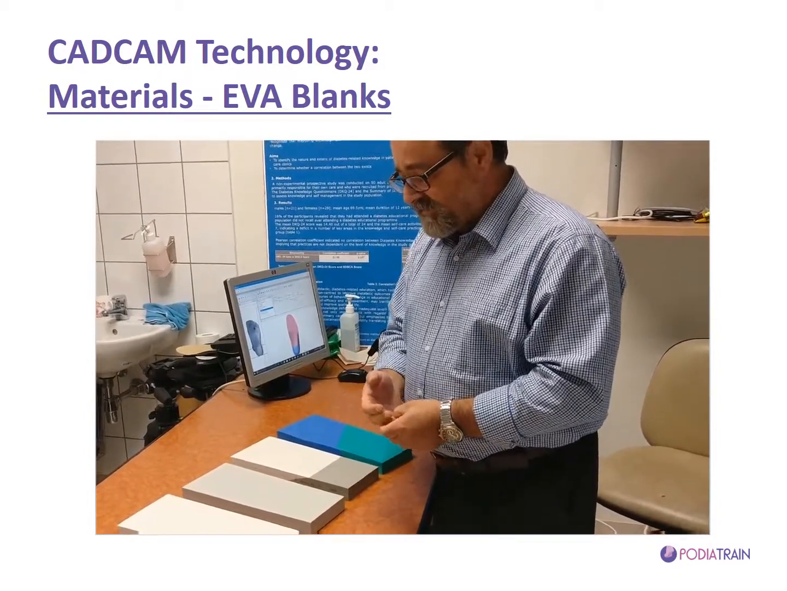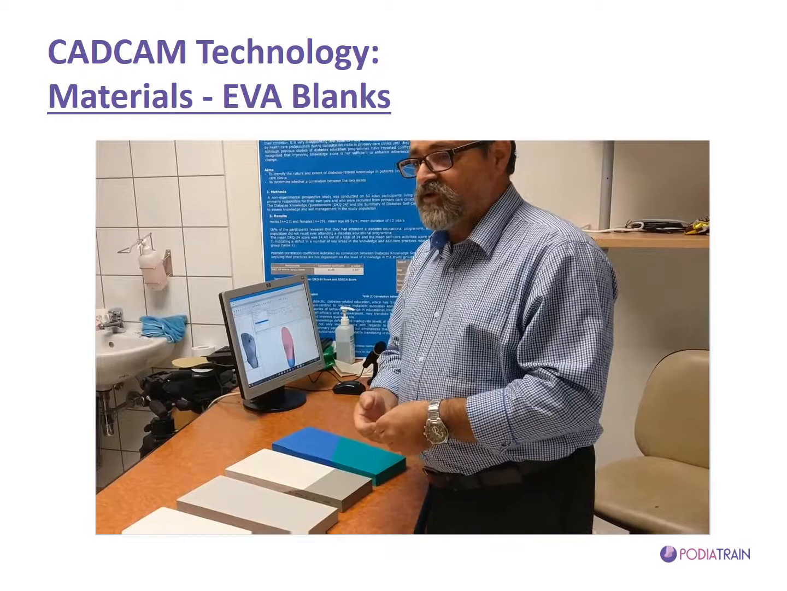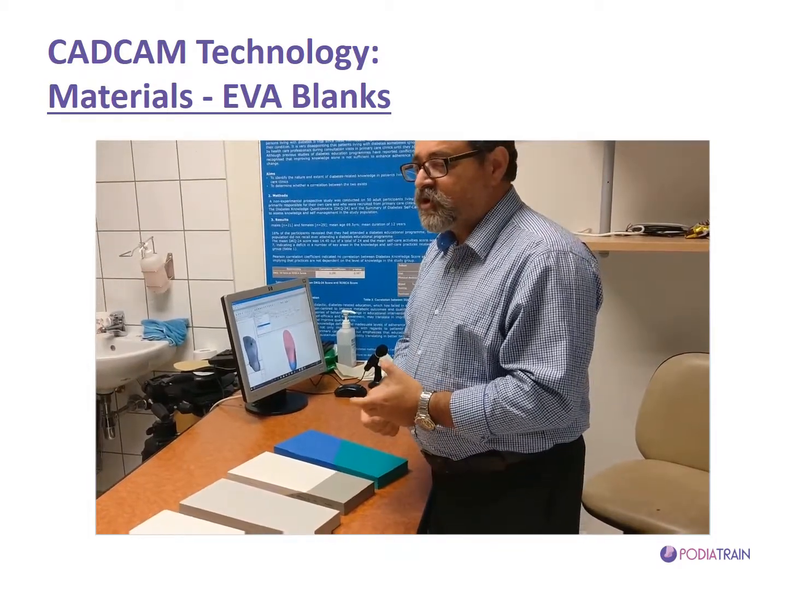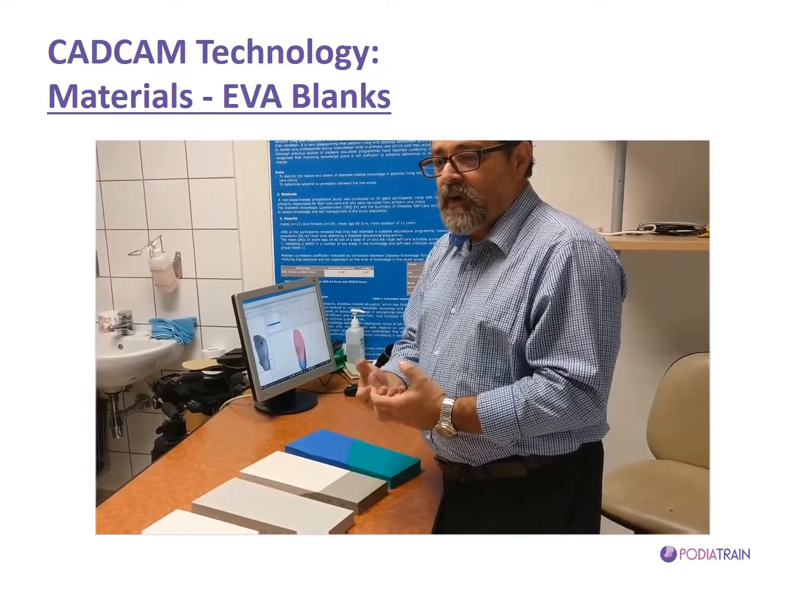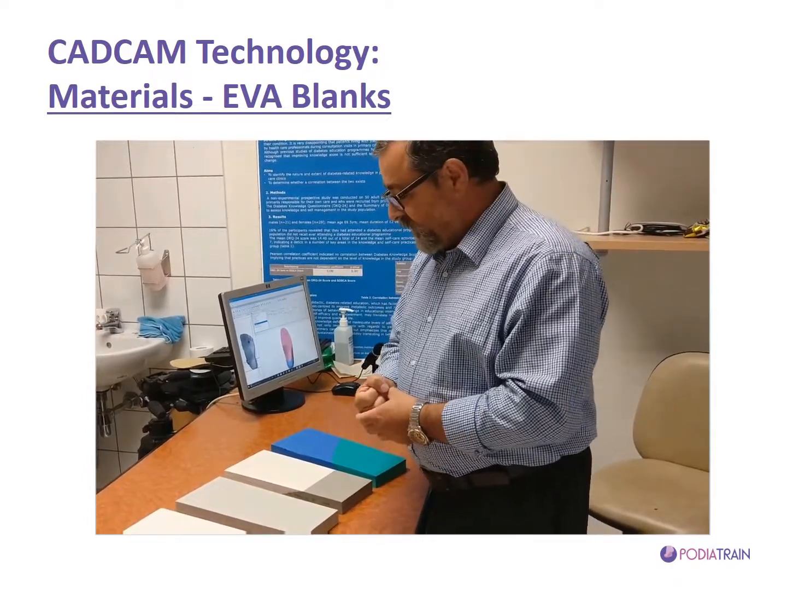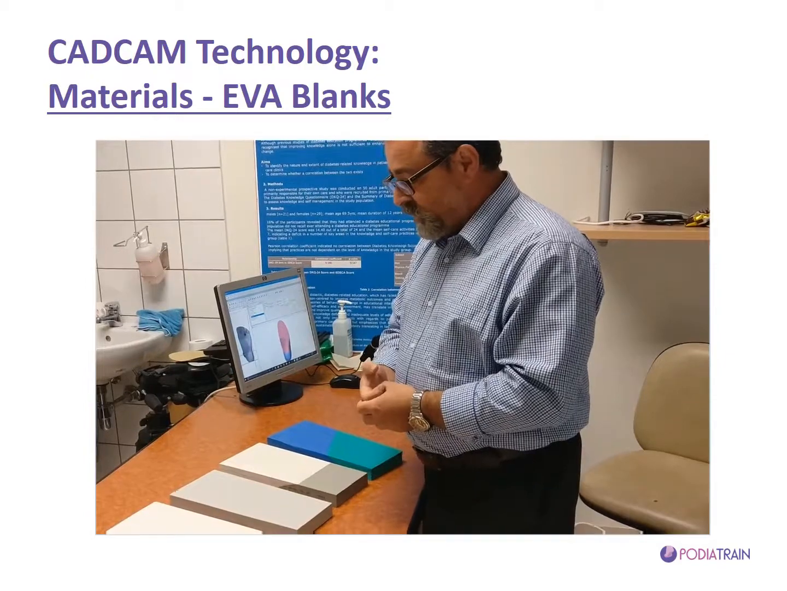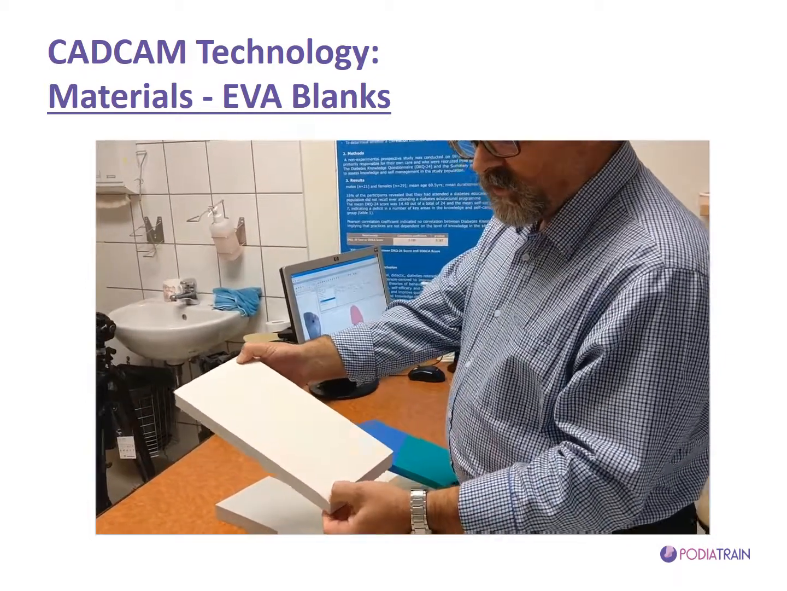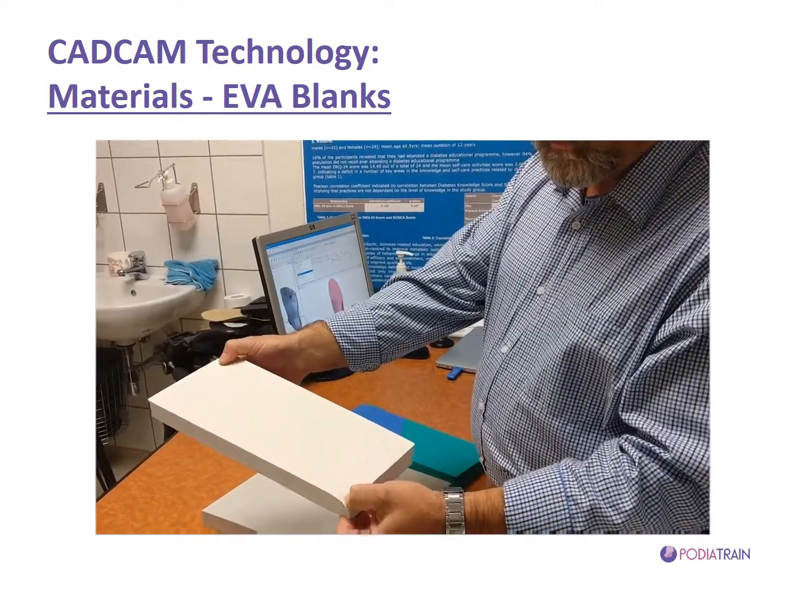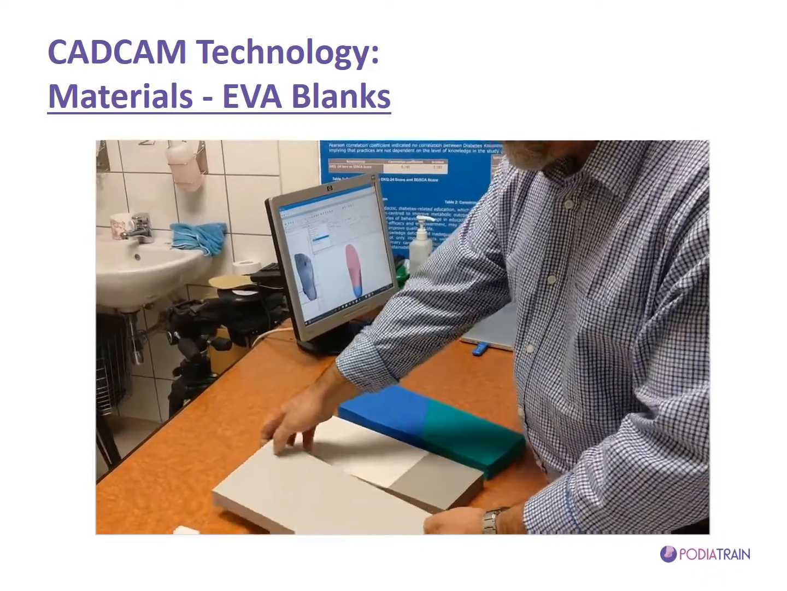EVA hardness is determined using what is known as Shore. This Shore hardness gives us a quantity of the density and how hard our insole is going to be. So you can have material which is quite soft. This is a Shore of 25, which is quite soft. What we call medium density.